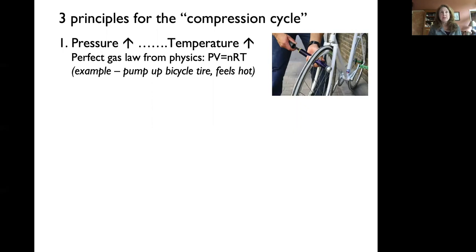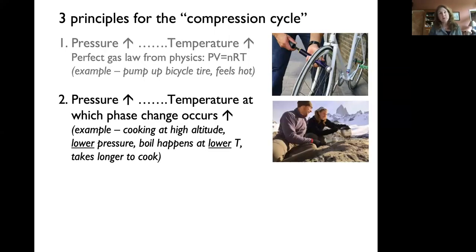So the first principle: when pressure goes up, temperature goes up. A great example of this is when you're pumping up your bicycle and the valve gets really hot, right? You're increasing the pressure and the temperature is going to go up. Second principle at work: when the pressure goes up, the temperature at which phase change occurs goes up. What do we mean by phase change? That's when you're going from a solid to a liquid to a gas. In this case, we're always talking about liquid to gas, gas to liquid. That's the phase change we're talking about.